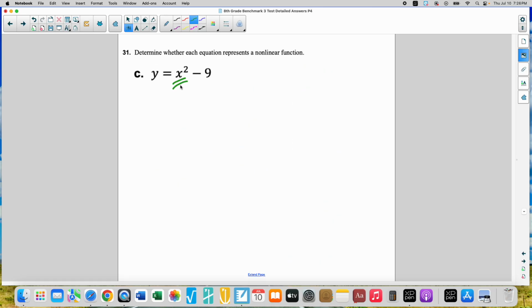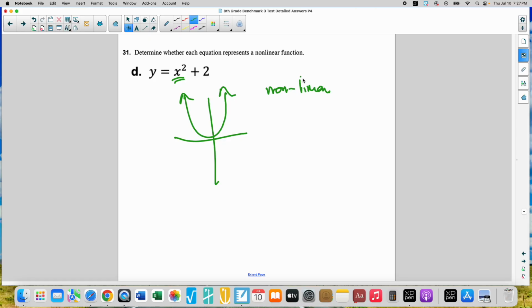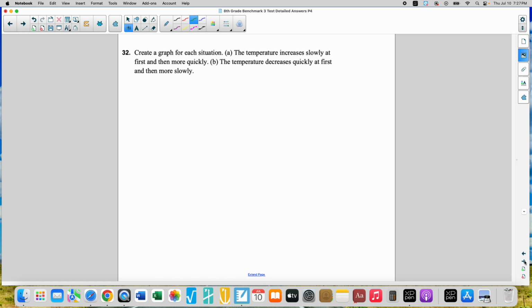And here we have an x squared, so this is going to shift, and that's just going to be a parabola. So this is also nonlinear. Also, again, a parabola, which is nonlinear. I don't think we have to sketch it. We just have to determine. All right, number 32.